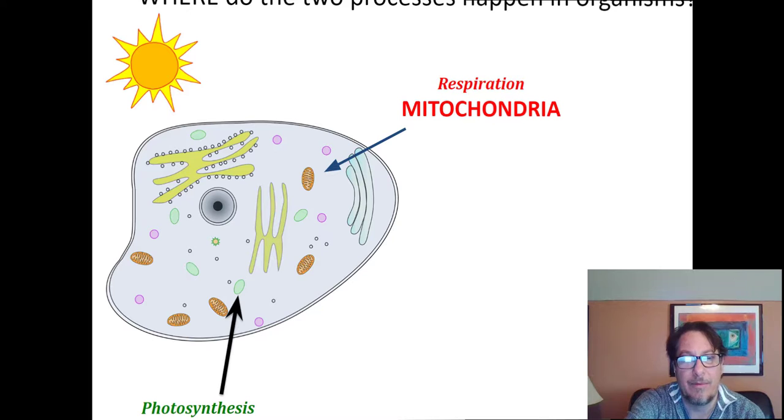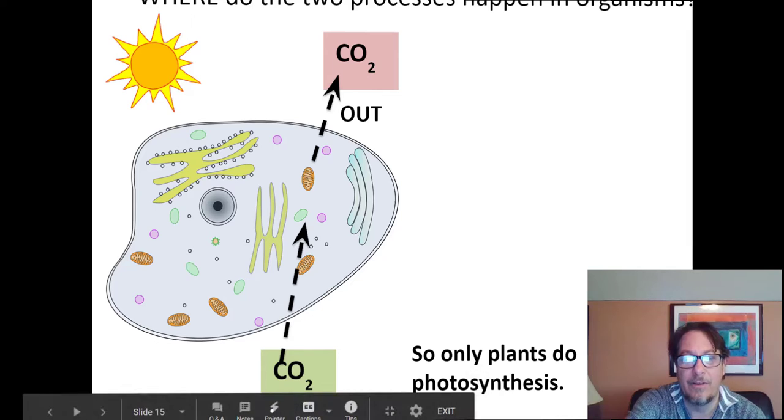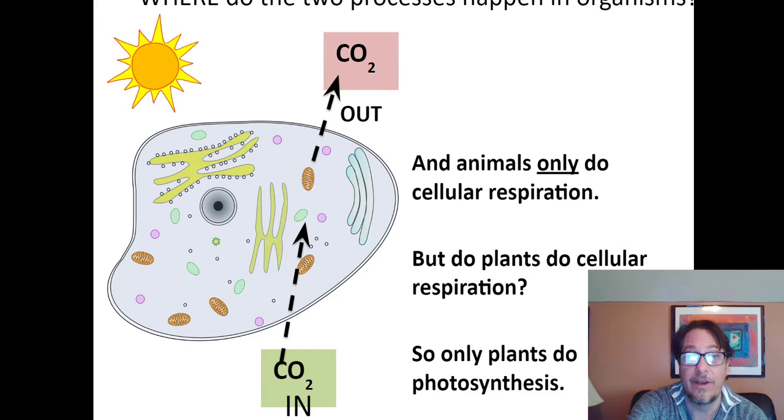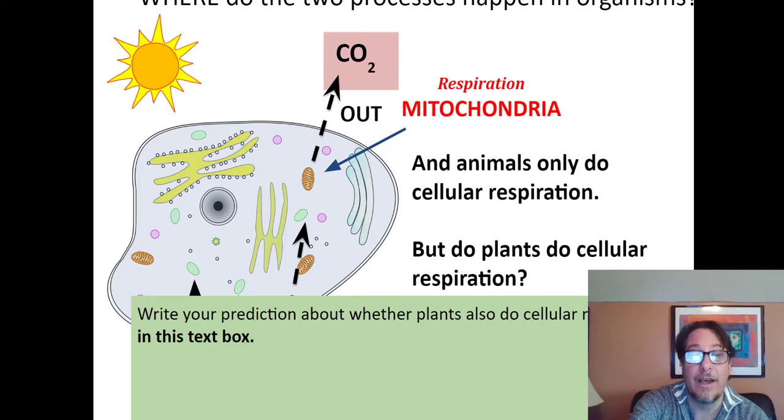Photosynthesis happens in the chloroplasts and respiration happens in the mitochondria. And then carbon dioxide goes in for photosynthesis, it comes out for cellular respiration. Animals do cellular respiration only, we know that, and only plants do photosynthesis, but do plants do cellular respiration? In order to figure that out, we're actually going to look at an experiment in just a second, but this does ask you to make a prediction as to whether you think plants do cellular respiration also. Are they taking those sugar molecules and burning them to release energy in the form of ATP for themselves?